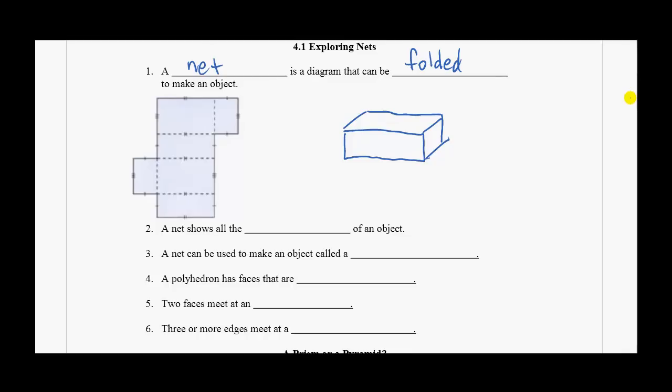A net shows all the faces of an object. A net can be used to make an object called a polyhedron. A polyhedron has faces that are polygons. Two faces meet at an edge. Three or more edges meet at a vertex.